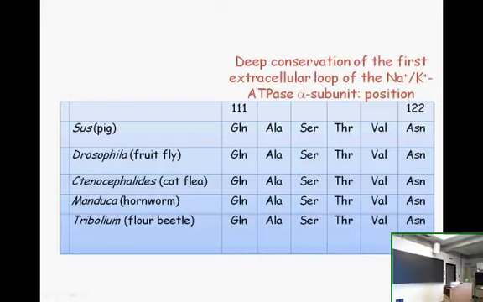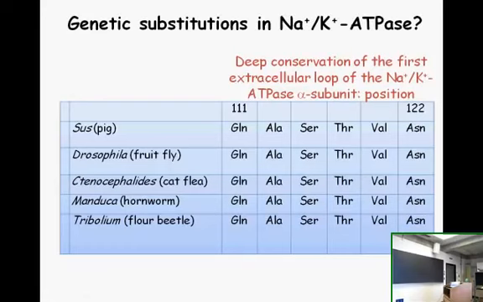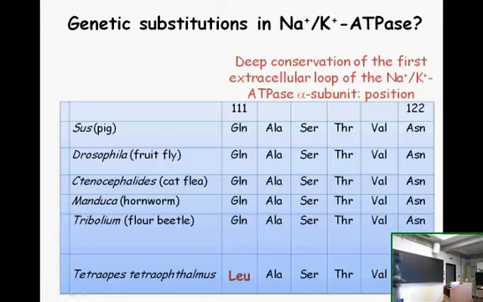And there is very, very deep conservation of the amino acids in this region of the gene across the animal kingdom. So here's pig, Drosophila, cat flea, Manduca, and Tribolium. Very deep conservation. We can ask if there are genetic substitutions in the sodium-potassium pump for the Tetraopes beetle. And so here's Tetraopes on the last line, and we see at position 111, and I know this doesn't mean very much to you, it doesn't mean very much to me either, but at this one position there is a leucine where across much of the rest of the animal kingdom there is glycine.